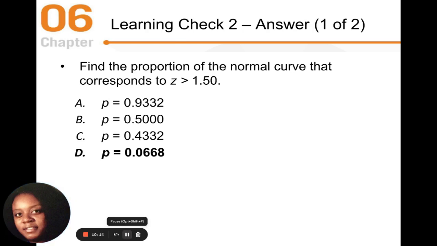If you look at that chart, can you find the proportion of the normal curve that corresponds to a z-score being greater than 1.5? As you can see there, the correct answer would be D.